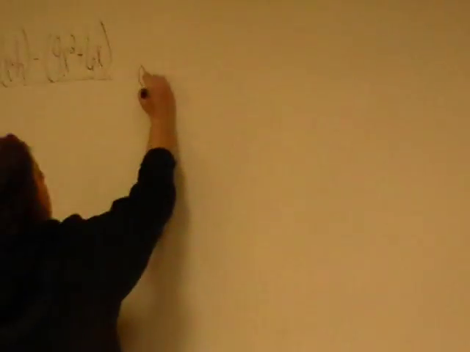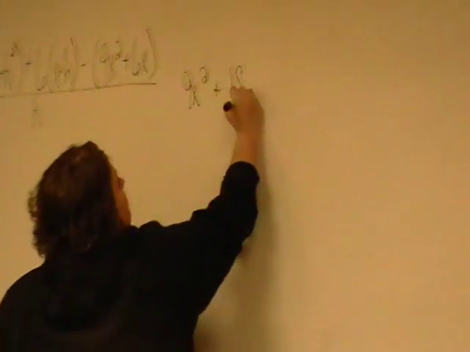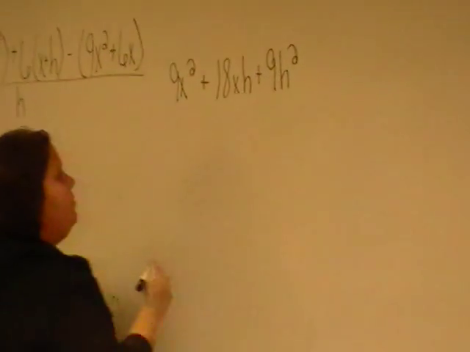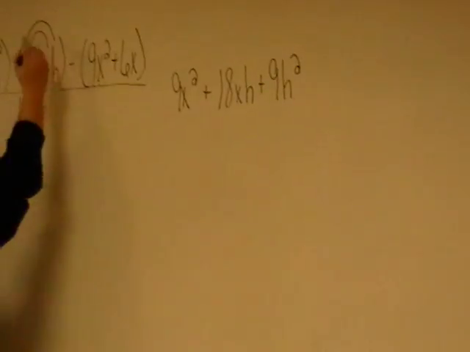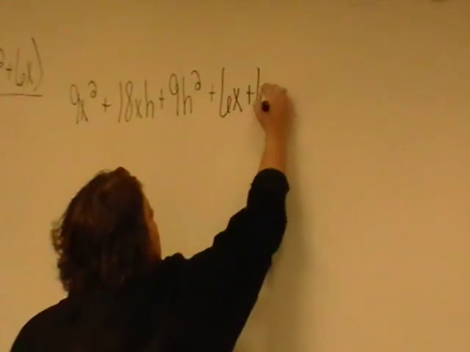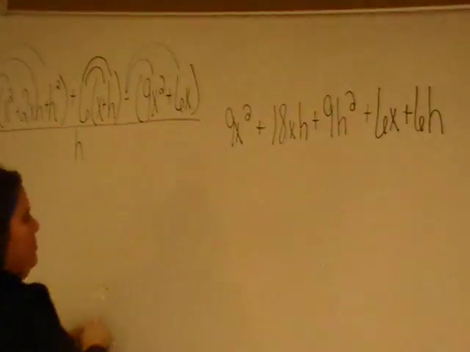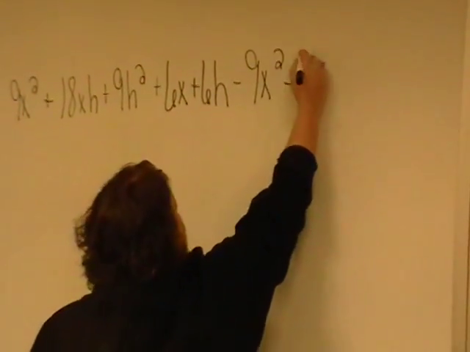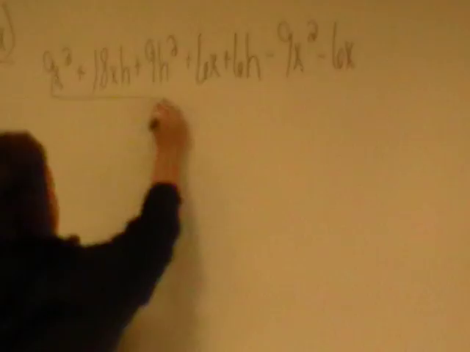Okay. The next thing we're going to do with our problem is distribute. So we're going to distribute our 9 to each of them. So it would be 9x squared plus 18xh plus 9h squared. Then we're going to go over here and we're going to distribute our 6. So 6x plus 6h. And then here we're going to distribute our minus sign to each. So we have minus 9x squared minus 6x all over h.